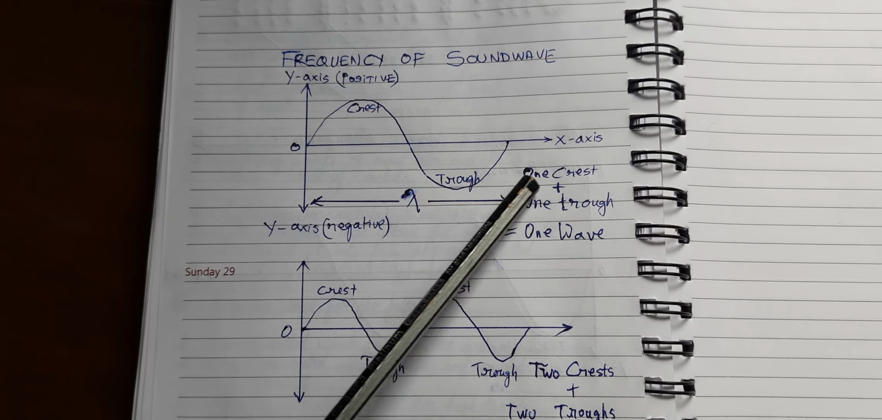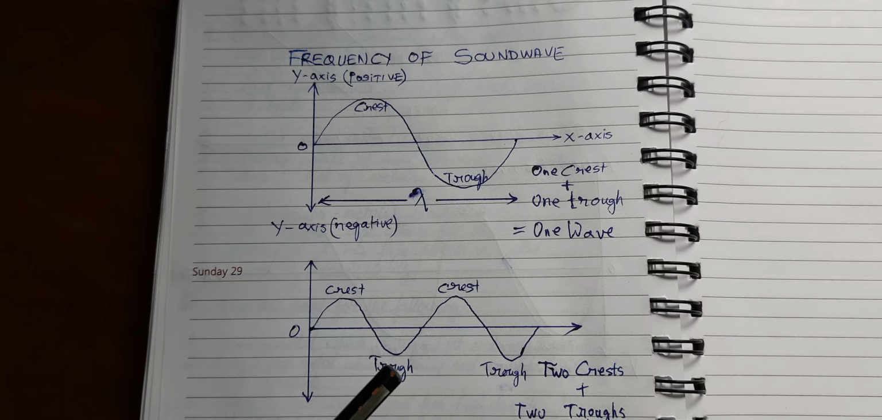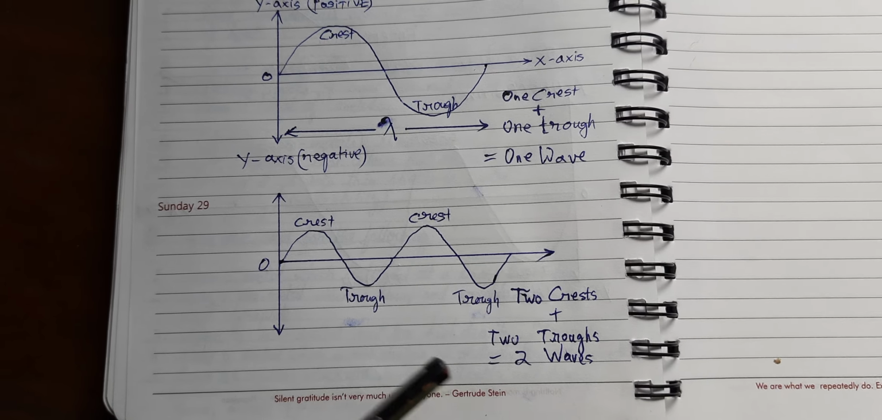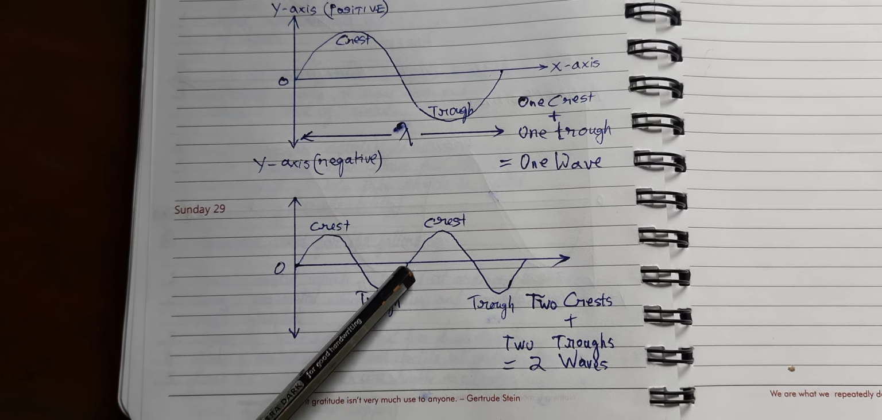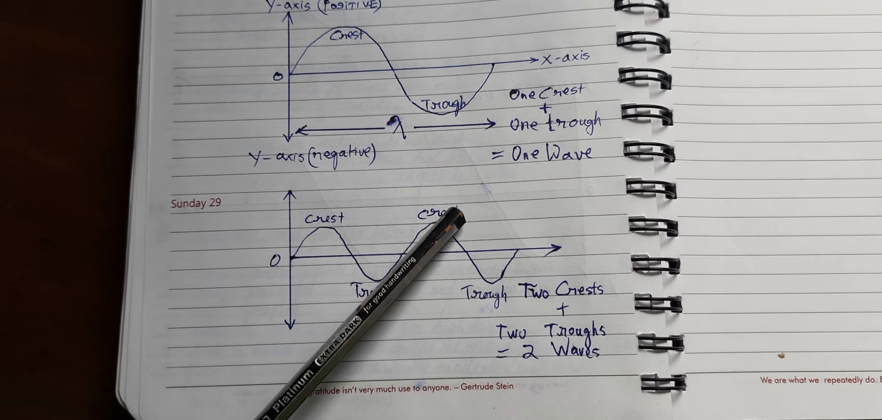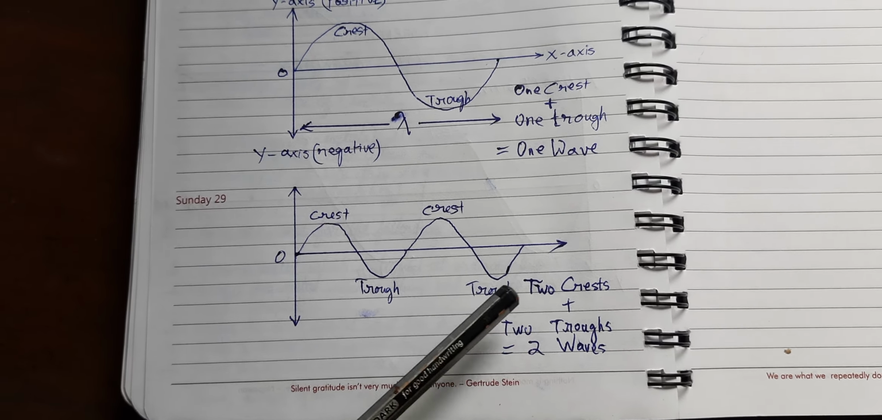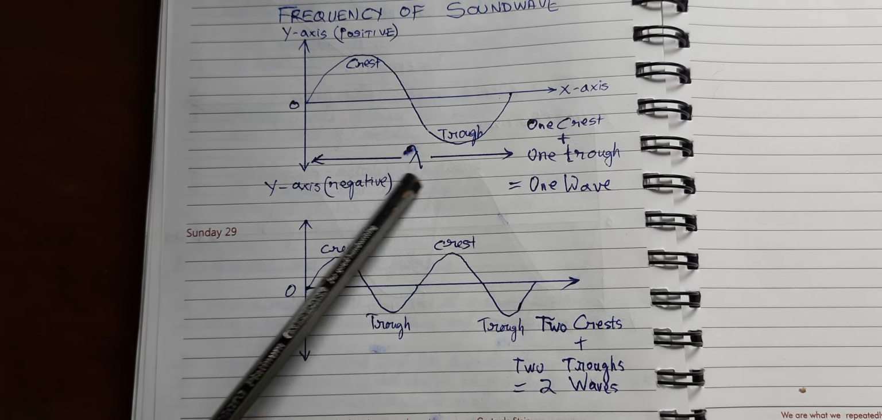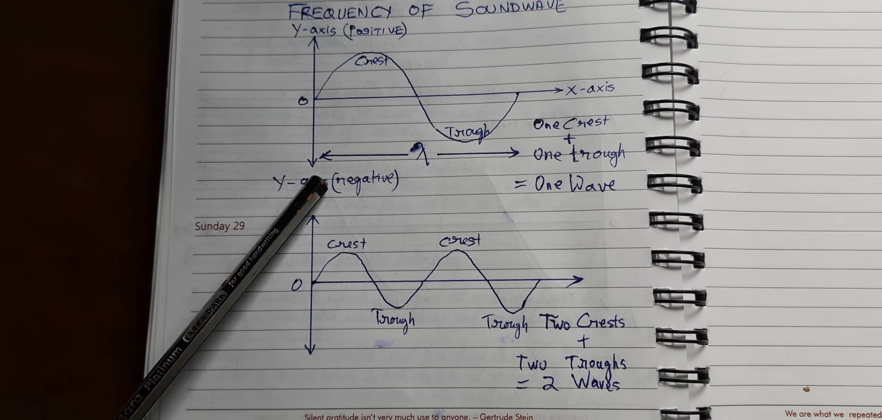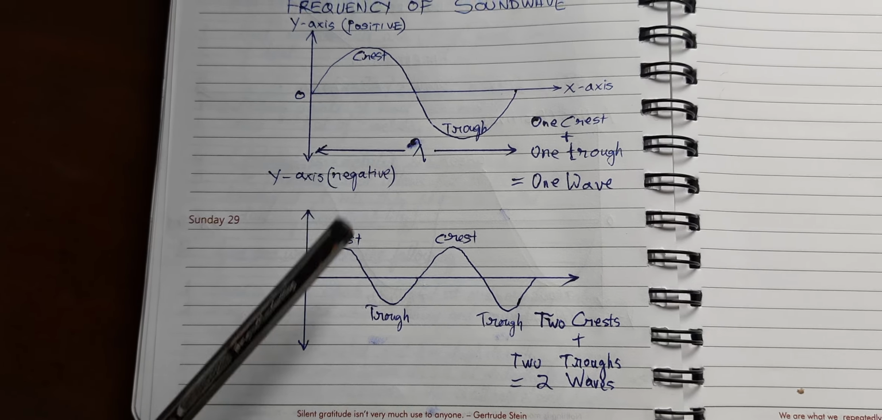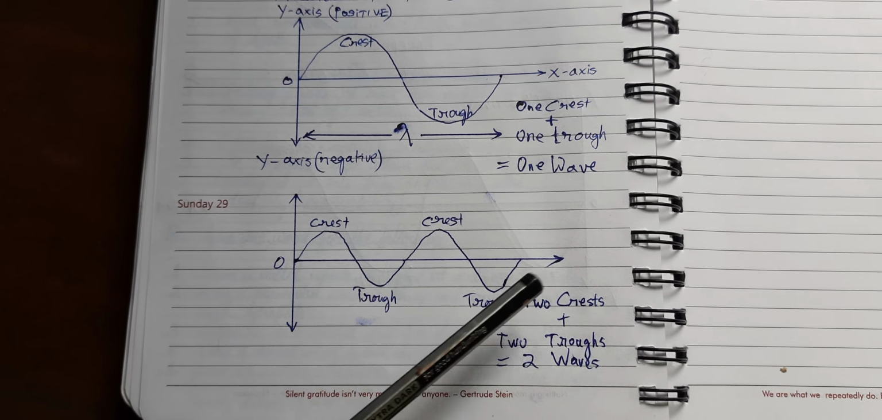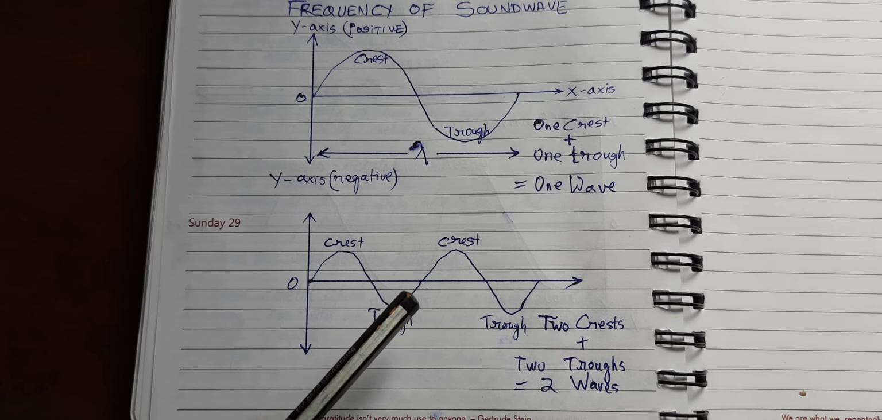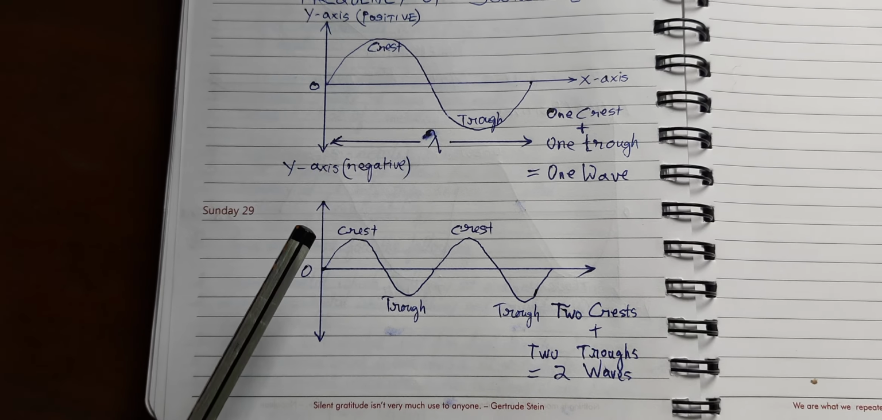Now for the same distance from here to here, in this particular diagram, I have drawn two waves. From here to here one, here to here one. One crest and one trough is one wave. Again, another crest and another trough is another wave. So here two crests plus two troughs equals two waves. For the same distance, here one wave only, and from here to here, two waves. So frequency depends on how many waves are produced in a given distance.